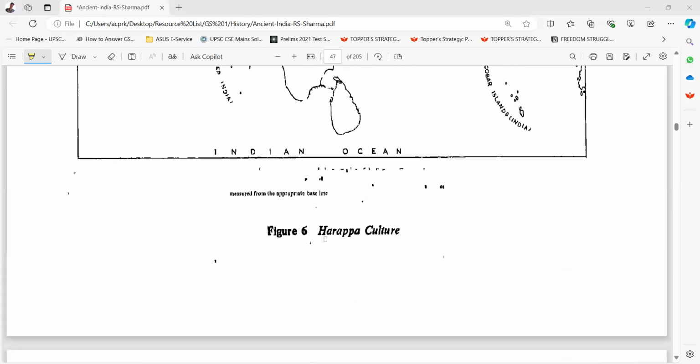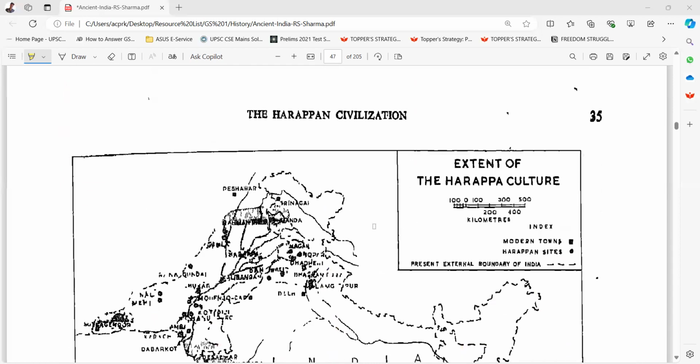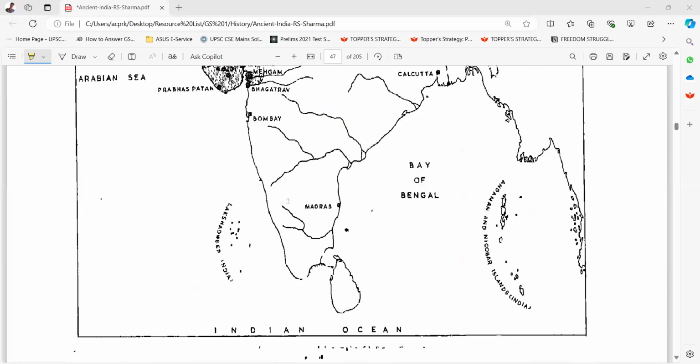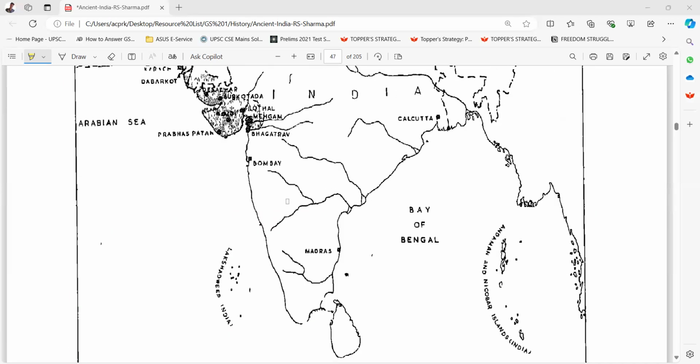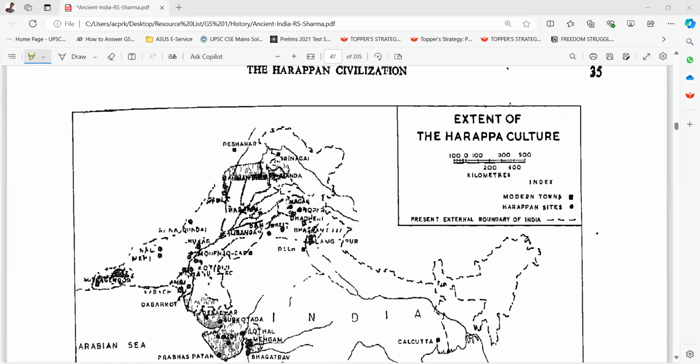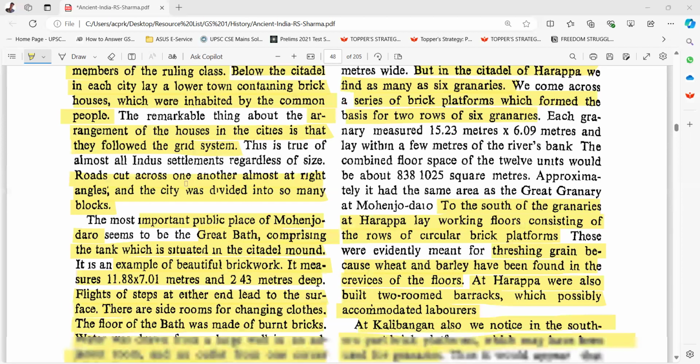Figure 6, Harappan culture. Here you can see the extent of the Harappan culture in India. It is not that clear, so we'll move to the next portion.